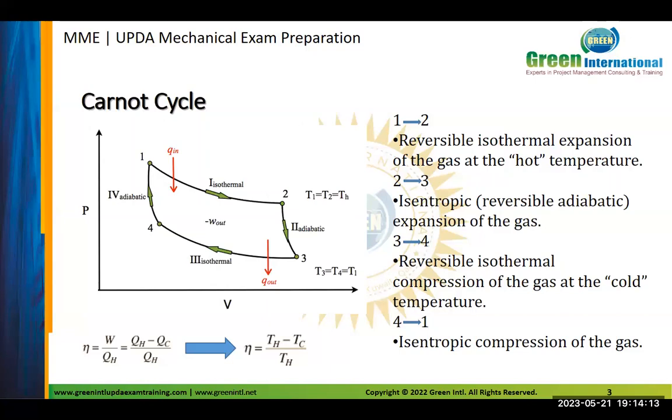Also, we study some data about the jet engine. And we convert to another topic of cycles, which is reversed cycles. And we start also with the ideal one, the reversed Carnot cycle, and we're going to the practical one, which is represented by the refrigeration or vapor refrigeration cycle.